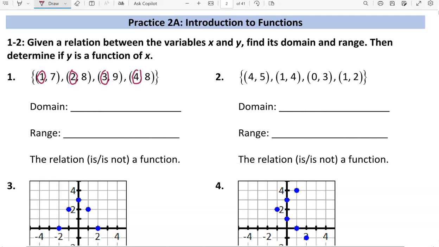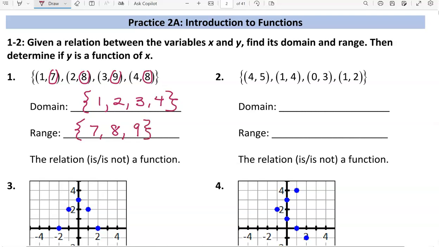When we write the domain, we use the set notation, curly brackets, and then just write the numbers separated by commas that correspond to the x values. When we write the range, we choose the y values, which are the second numbers in each ordered pair, and that set contains the numbers 7, 8, and 9. Notice that there are only 3 numbers in that set because 8 is repeated and we don't list that one twice.